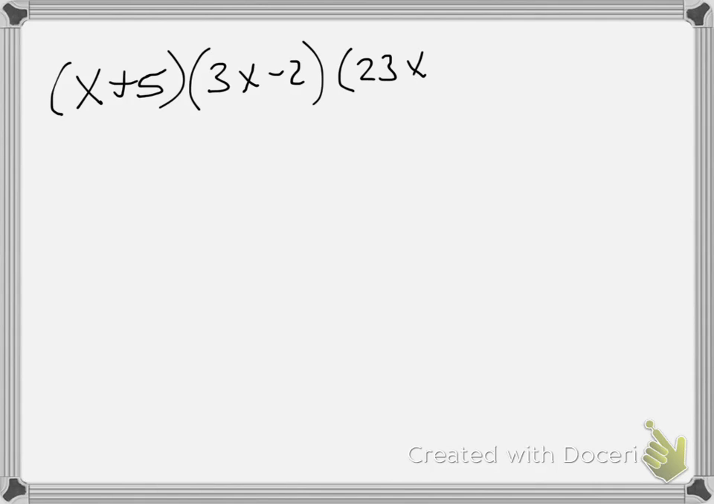Alright, these are some problems that I would be able to solve if I was taking the test tomorrow. And the first one I would be able to solve is something like x plus 5 times 3x minus 2 times 23x, all of that equal to 0.